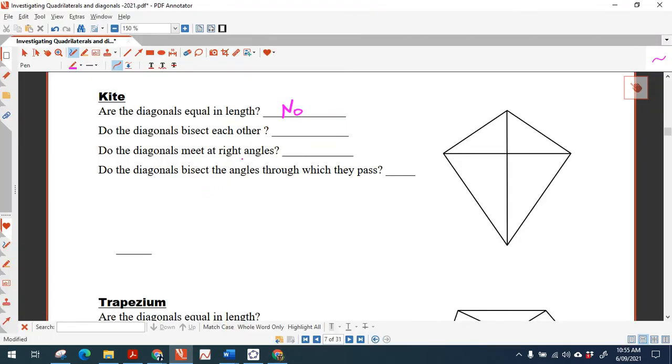Okay, so let's go back to the questions. Do the diagonals bisect each other? And to qualify that, I'd say only one diagonal is bisected. So I'd write down, only one diagonal is bisected. And it's just this one here. Okay, so I just got a single dash there and single dash there.